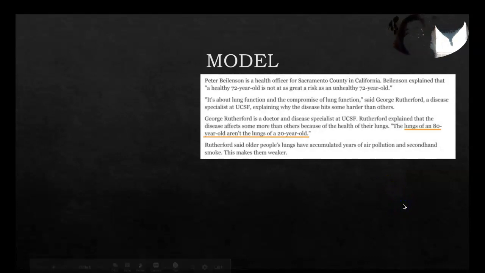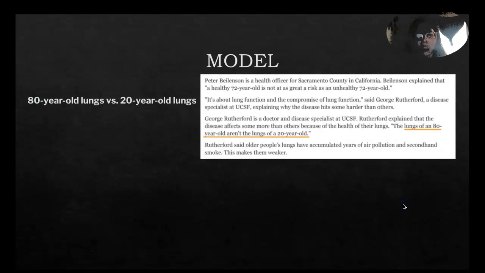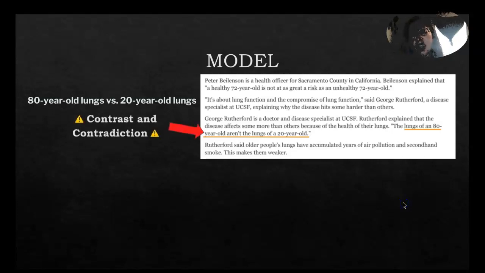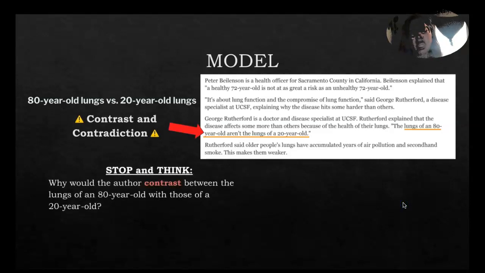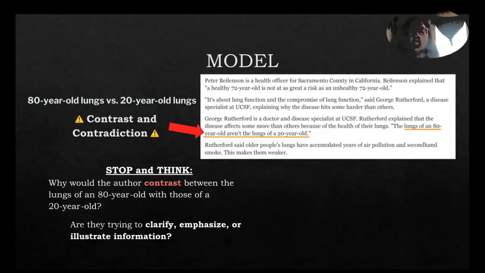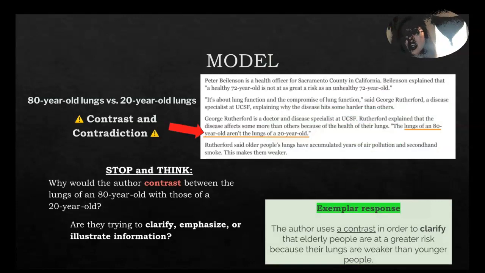Looking at another piece, I noticed these quoted words here, but I also noticed this quoted section where it says the lungs of an 80-year-old aren't the lungs of a 20-year-old. This versus piece also made me think of the nonfiction signpost, contrast and contradiction, comparing those two things. So I stop and think and ask myself, why would the author contrast the lungs of an 80-year-old with those of a 20-year-old? Again, asking myself, are they trying to clarify, emphasize, or illustrate information? An exemplar response could be that the author uses a contrast in order to clarify that elderly people are at greater risk because their lungs are weaker than younger people's.